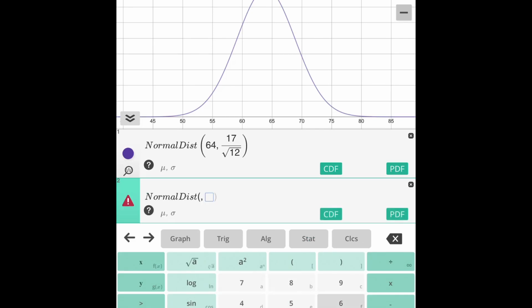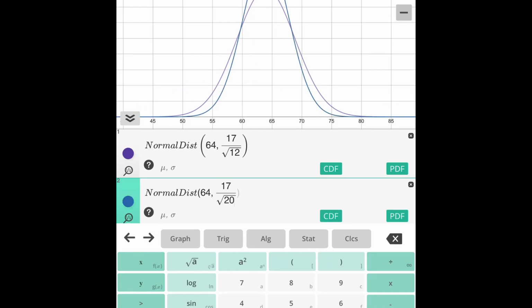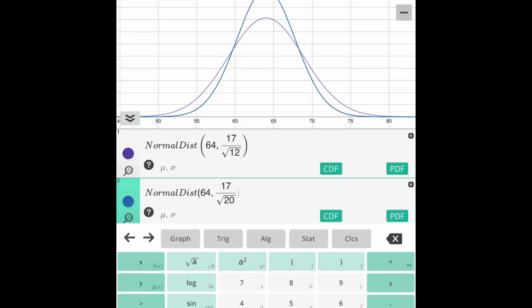So if we do that, here actually is the graph when it's 12. So let's stick with that for a second. So there's our graph when it's 12. Let's do the same thing. Let me draw it again. Let's draw another one. So now I can do normal distribution.